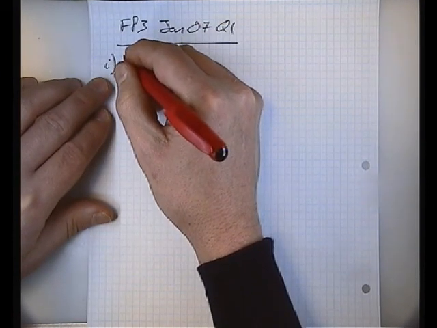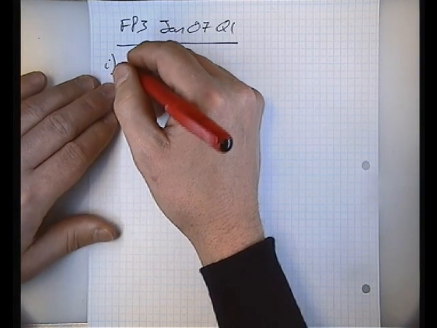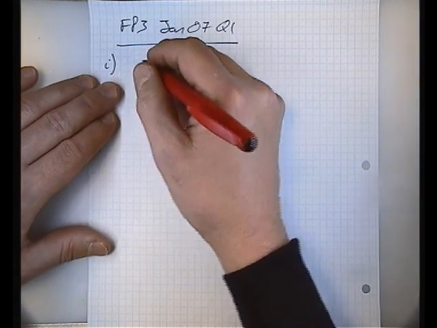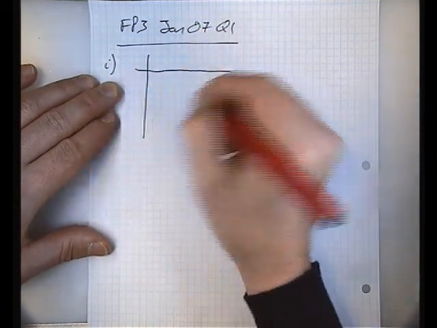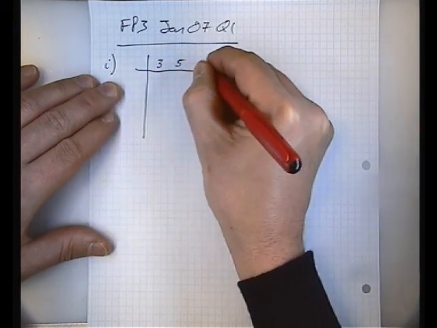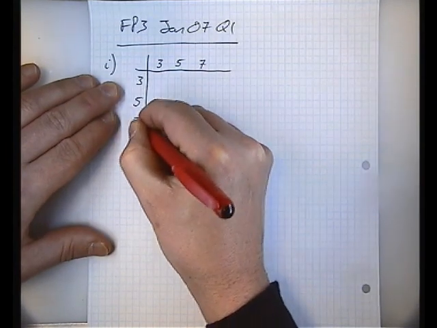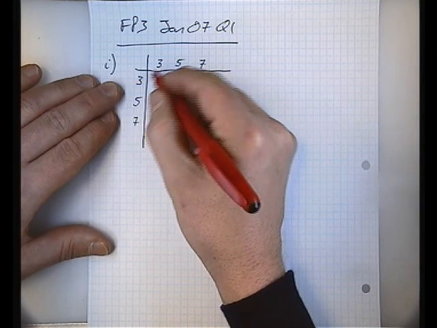Now, the first part of the question asked us to show that the set of numbers under multiplication modulo 8 does not form a group. Multiplication modulo 8 means that we multiply the numbers together and then find their remainder when you divide by 8. I'm going to start a little group table here, because the easiest way to prove that something's not a group is often to show that it's not closed.